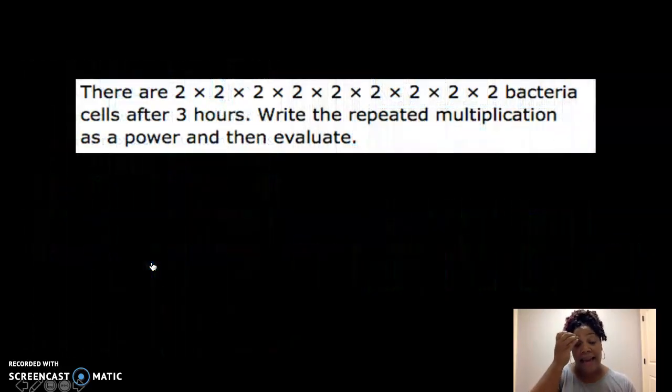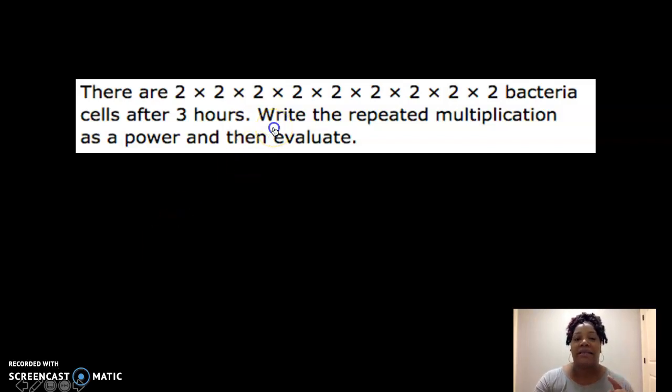So let's look at an example. There are 2 times 2 times 2 times 2 times 2 times 2 times 2 times 2 times 2. Whew, that's a lot. Bacteria cells after 3 hours. Write the repeated multiplication as a power and then evaluate. Remember, I said evaluate means to solve. So we're looking for the answer, guys.